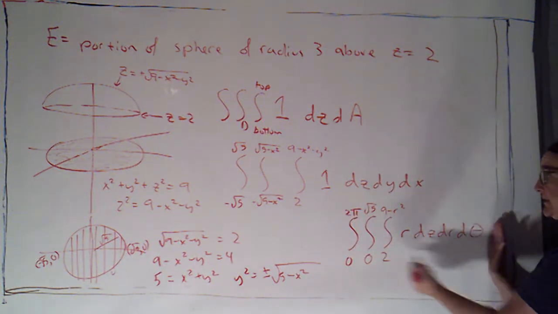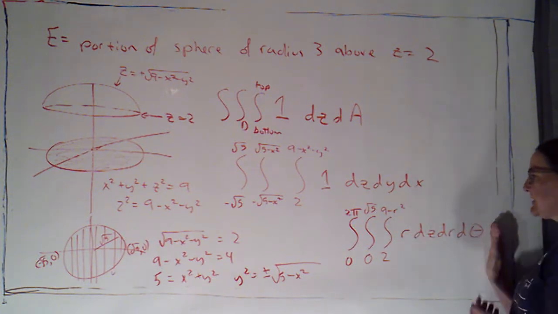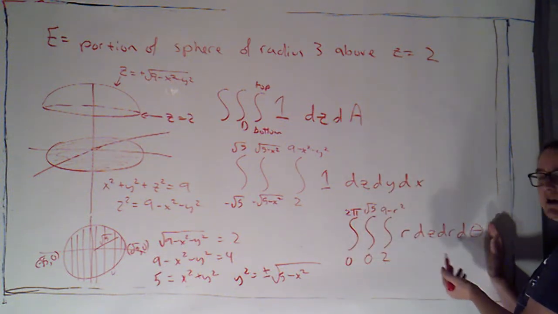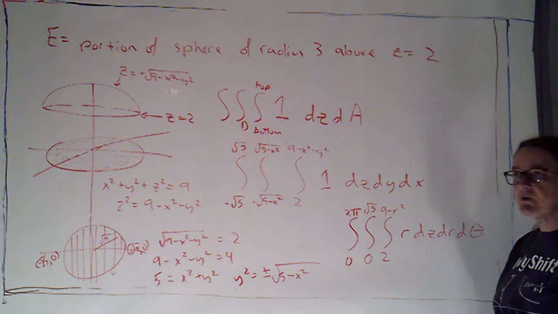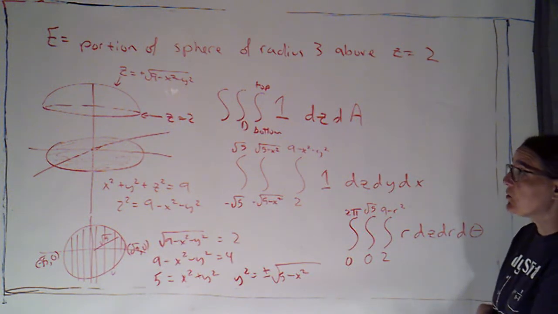I'm liking that. That looks like a relatively simple integrand. The integrand isn't super complicated, and none of my limits of integration are super complicated. So definitely I prefer the cylindrical coordinates at this point to the rectangular coordinates.